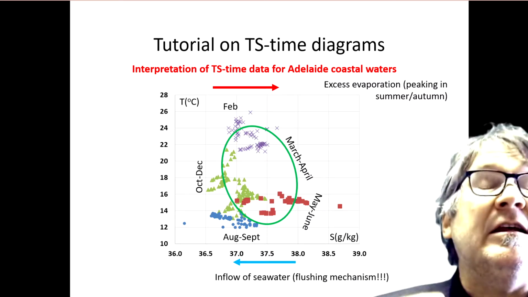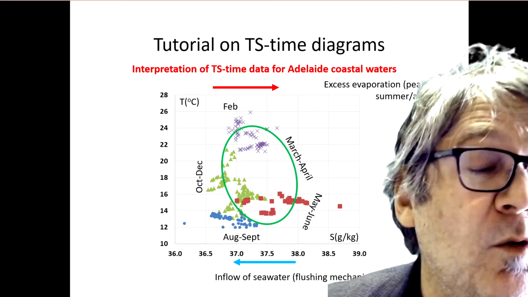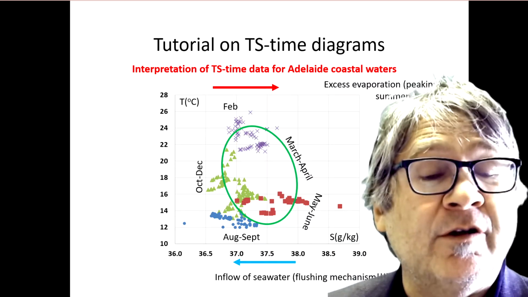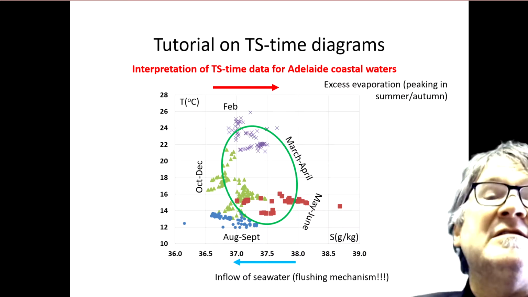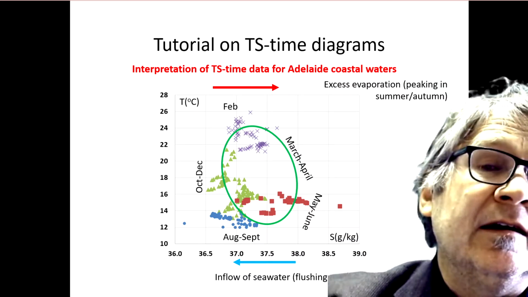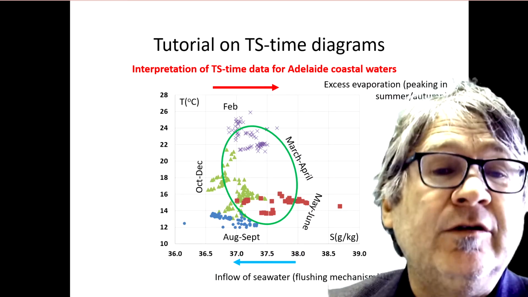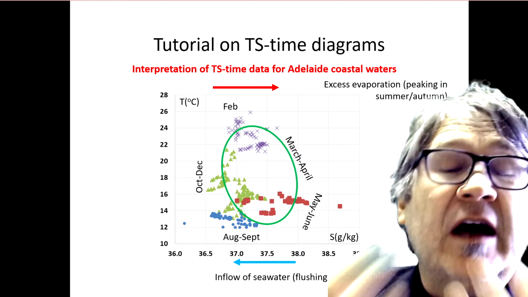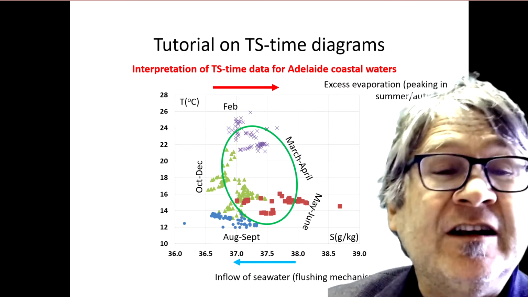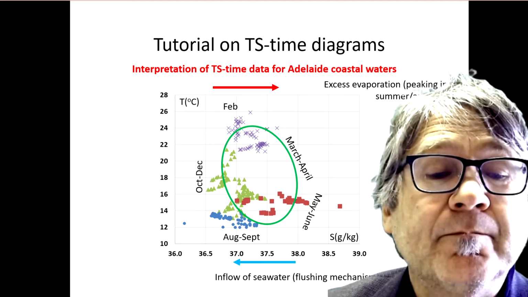Okay, the inflow of seawater. Seawater has a salinity of 35 to 36, and this keeps the salinity low. This reduces the salinity, and then you get a new starting of the evaporation cycle during the next summer.